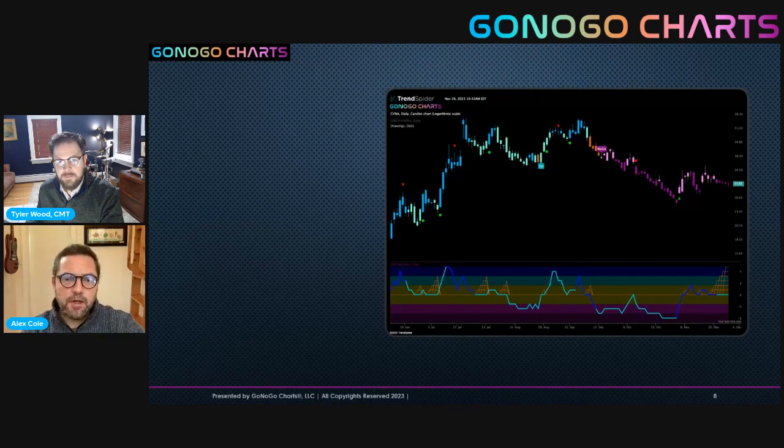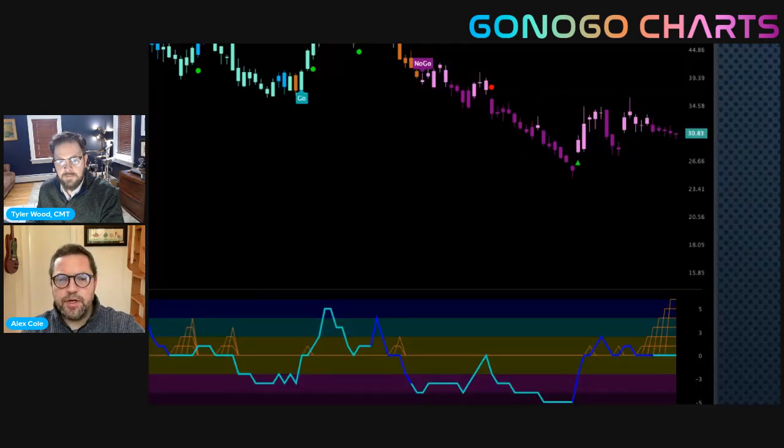And then this next example here, what are we looking at here? We're looking at Carvana. And let's go through those questions again. What's the trend? Well, this is a different situation. We're seeing a strong no-go trend here. The no-go trend has been in place for some time. We're seeing strong purple bars.